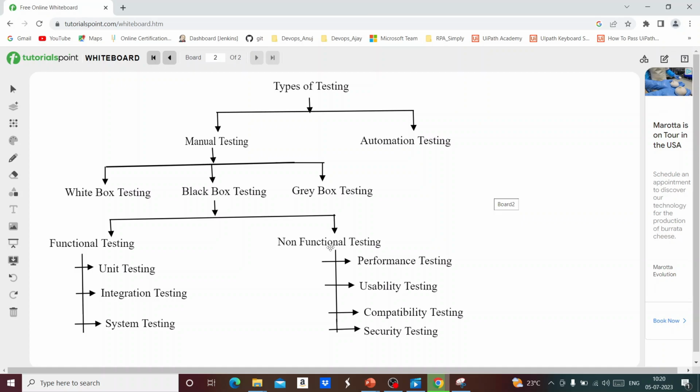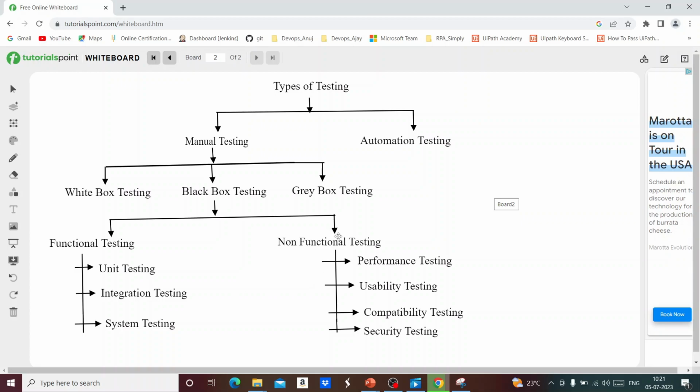Okay? Alright. So black box testing is divided into functional testing and non-functional testing. Functional testing is divided again into unit testing, integration testing, and system testing. And non-functional testing is divided into performance testing, usability testing, compatibility testing, and security testing. So these are the entire software testing types, which I'll be telling you in detail one by one with examples in my later videos. So no need to worry, friends.